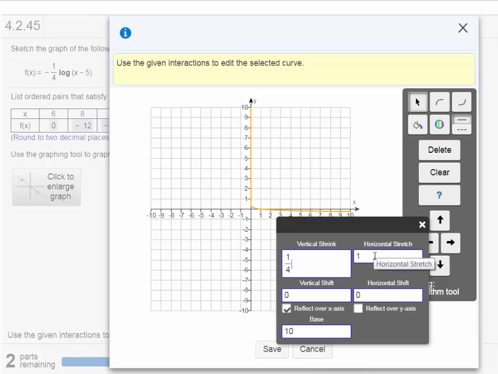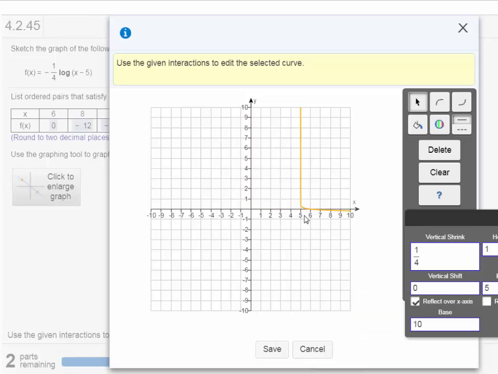There is no horizontal stretch because we don't have a coefficient in front of the x. The x has a coefficient of 1, so we're just going to leave that as a 1. The vertical shift, there is no vertical shift because there is nothing being added or subtracted after the logarithm. There is a horizontal shift. If we look inside of the logarithm, it says x minus 5. So that means there's going to be a horizontal shift of 5 units, right, towards the positive direction. So it's a positive 5. I believe we have everything in there correctly now. So let's go ahead and close this box.